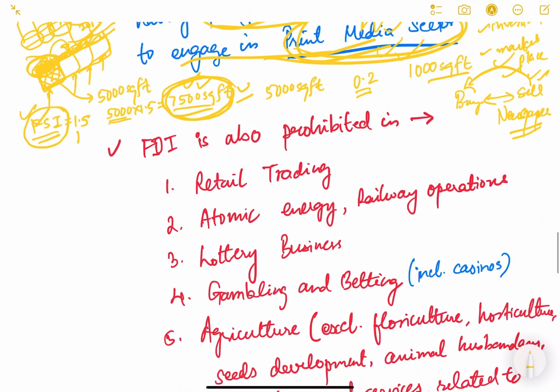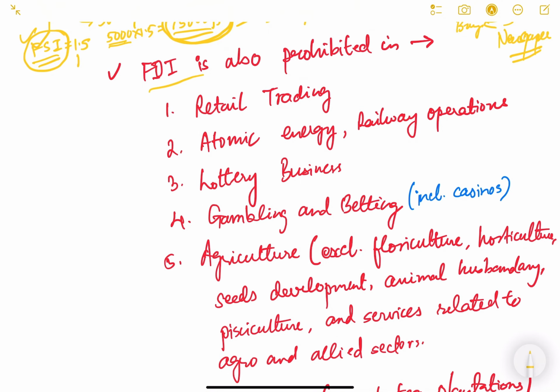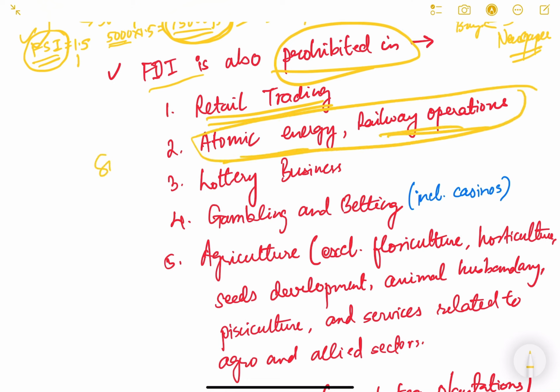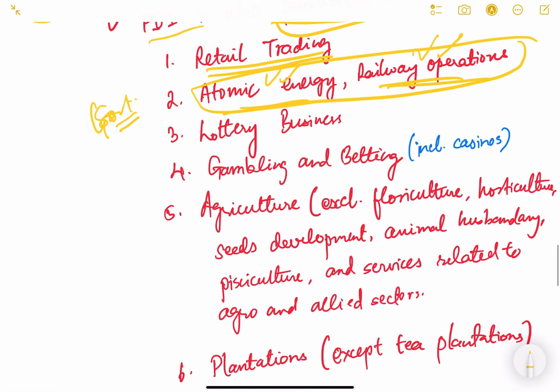They cannot do that. Then FDI is also prohibited in retail trading, atomic energy, and railway operations, because these are solely government operations. These are in the government domain, they are not open for the private sector. So obviously FDI will also not be allowed in these, because Indian private companies also cannot invest in them. They cannot do railway operations and atomic energy business. Lottery business is not allowed. Gambling and betting including casinos, FDI is not allowed.